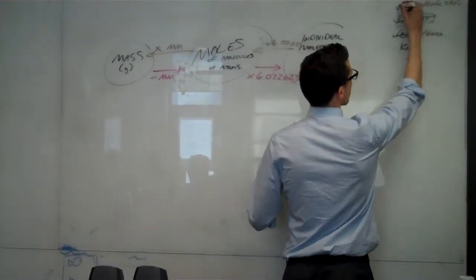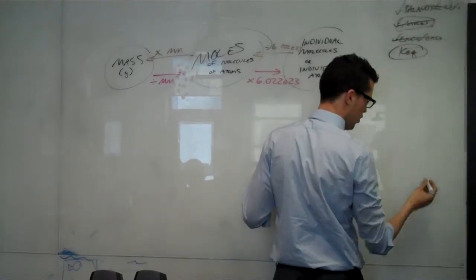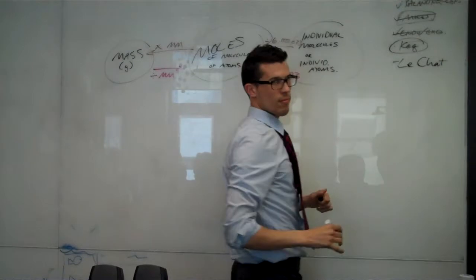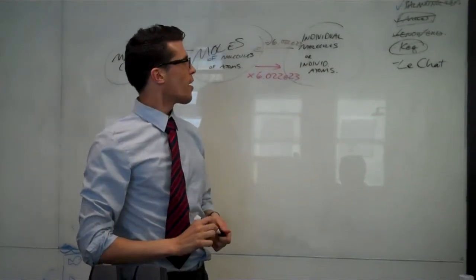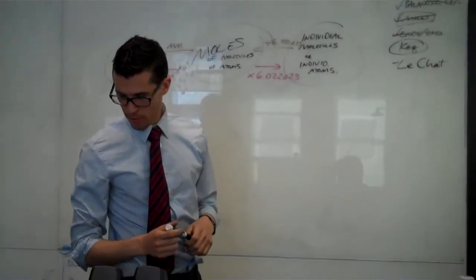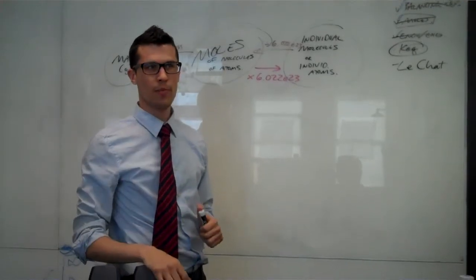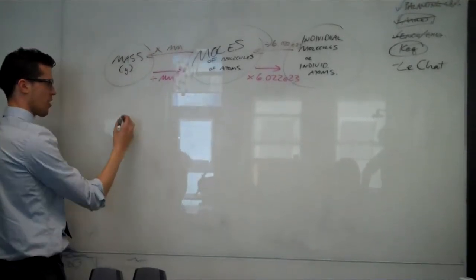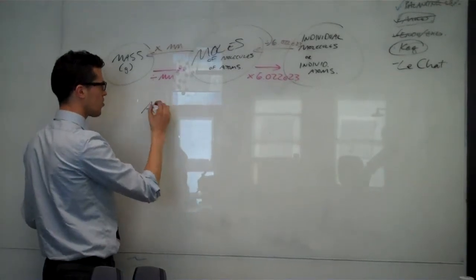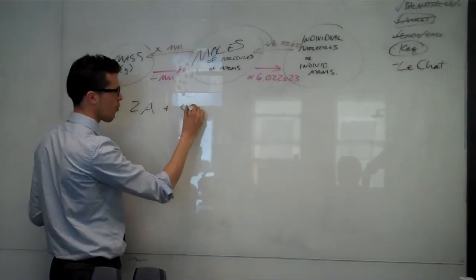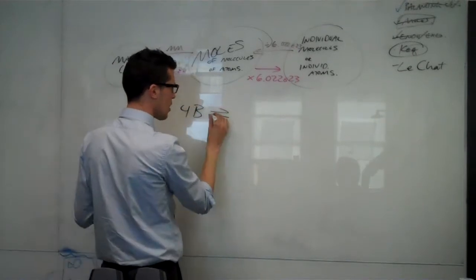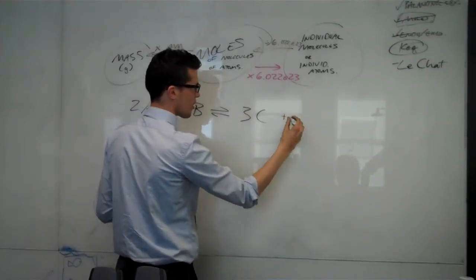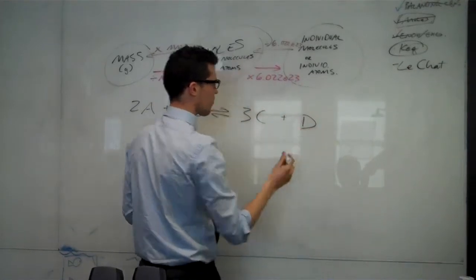So we've done this, done this, done this. Now we've got KEQ. Let's just do an abstract equation, I like abstract equations. Let's do 2A plus 4B in equilibrium with 3C plus D.